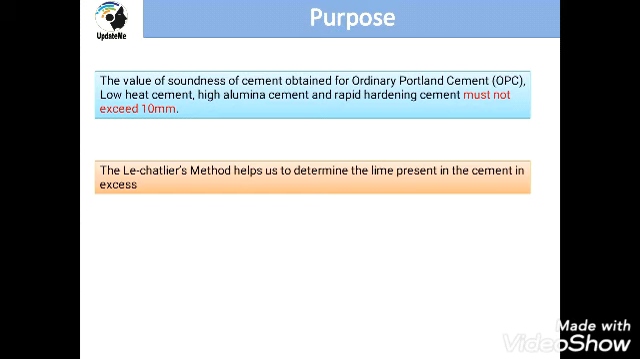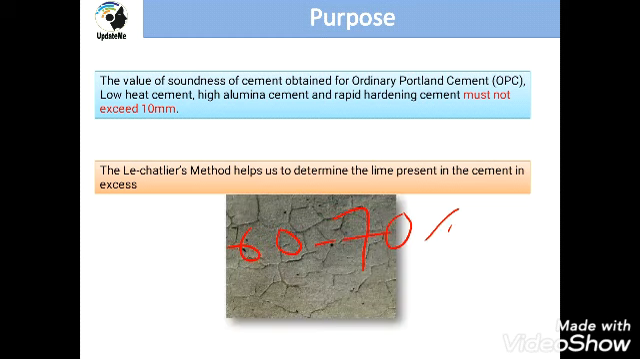The Le Chatelier method helps us to determine the lime present in the cement in excess. As we have already seen, lime plays a major role in cement. It's about 60 to 70% of the constituents of cement. So it's very important to check the effect of lime, how the lime affects the properties of the cement. There should not be volume change beyond a limit. So it looks like this cement. If there is more expansion and volume change in the cement, the lime and magnesia constituents are more, so you can see cracks in the cement.